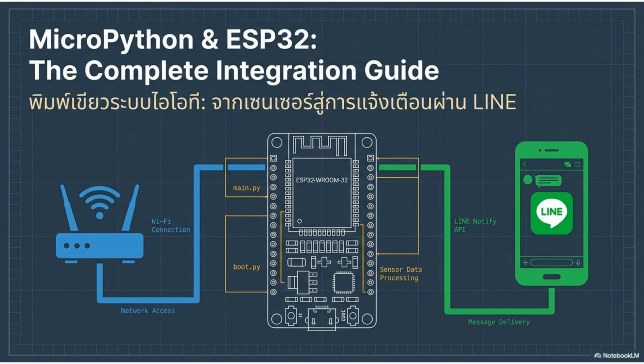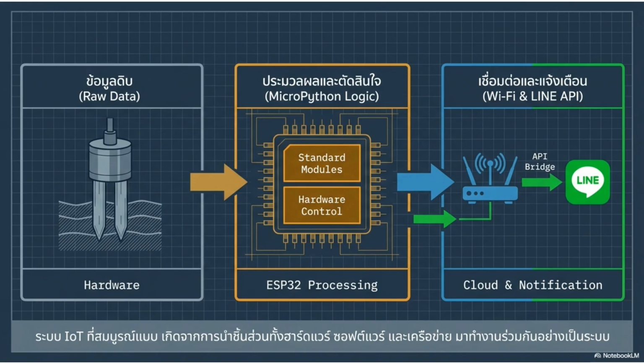Welcome to Unit 4.3, Standard Modules. This video provides a complete integration guide for MicroPython and ESP32, focusing on building an IoT system that sends notifications via Line. A complete IoT system involves integrating hardware, which collects raw data, with ESP32 processing using MicroPython logic and standard modules, and finally connecting to the cloud for notification via Wi-Fi and the Line API.